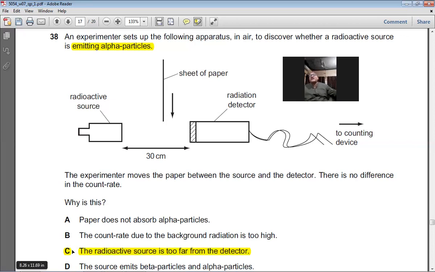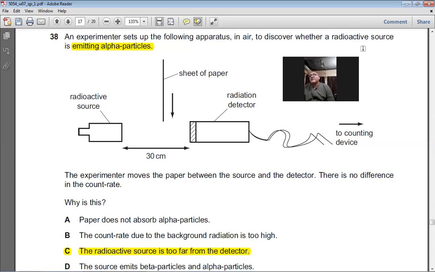In the question, they said: an experimenter sets up the following apparatus in air to discover whether a radioactive source is emitting alpha particles. Either it is C, or the source emits beta particles and alpha particles, because here he wants to discover whether a radioactive source is emitting alpha particles. So if the detector is not noting down the background radiation, then the other possibility can be that the source is emitting beta particles and alpha particles. But if it is emitting alpha particles, the paper will stop them. C or D?